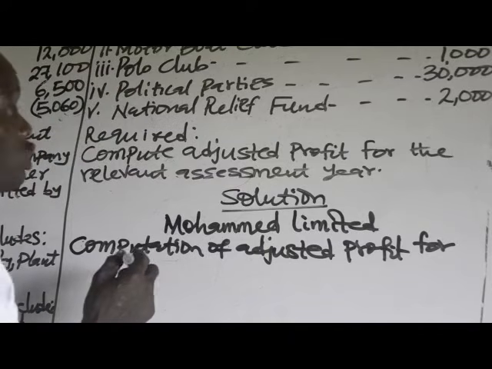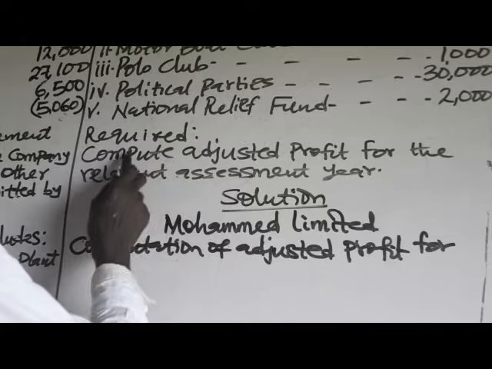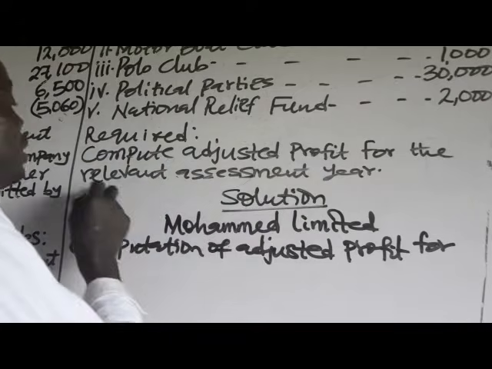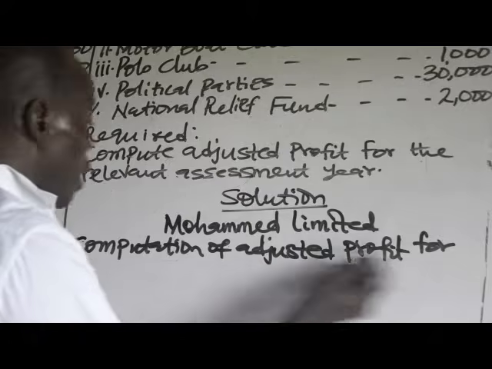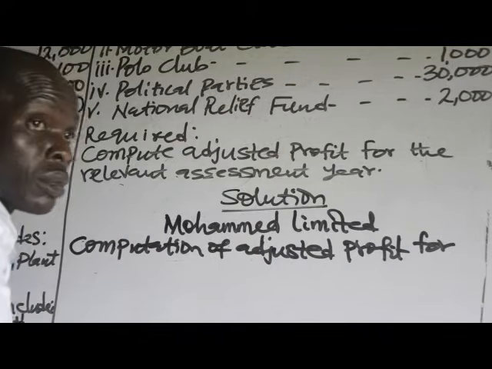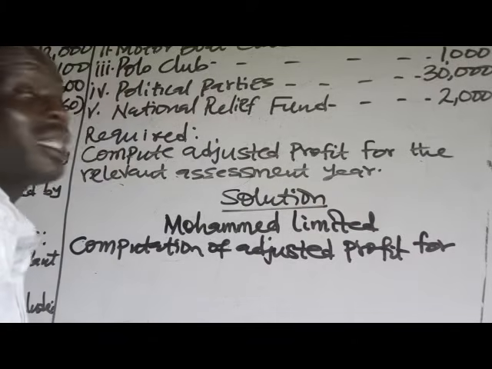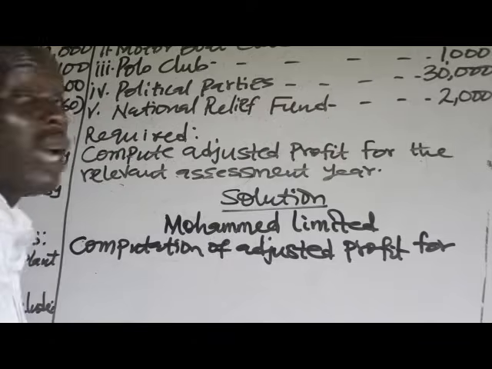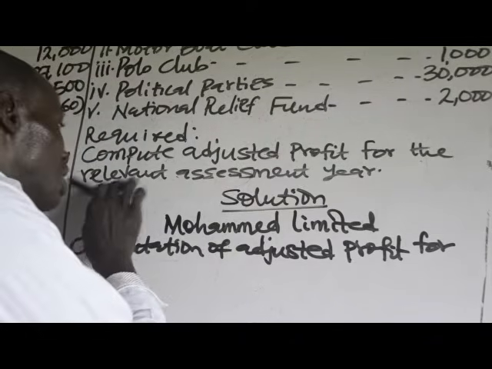So it will be assessed in 2022, as I've said earlier. If you look at the requirement, compute adjusted profit for the relevant years of assessment. If you put computation of adjusted profit for the relevant years of assessment, you will be scored 0. No single mark will be awarded to you. The examiner will be interested in you identifying the year of assessment.